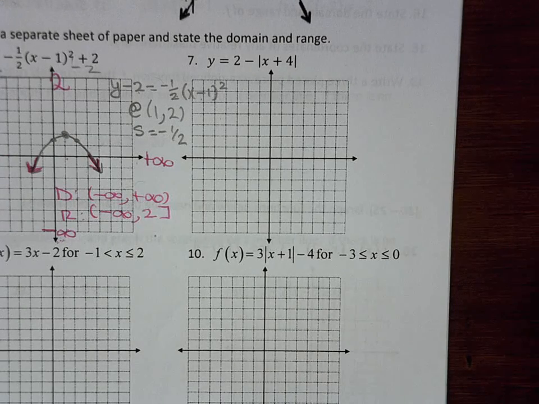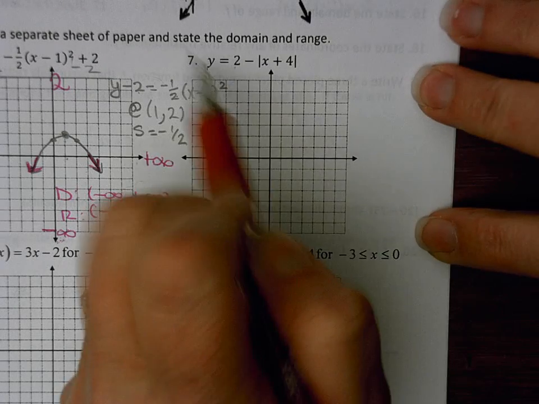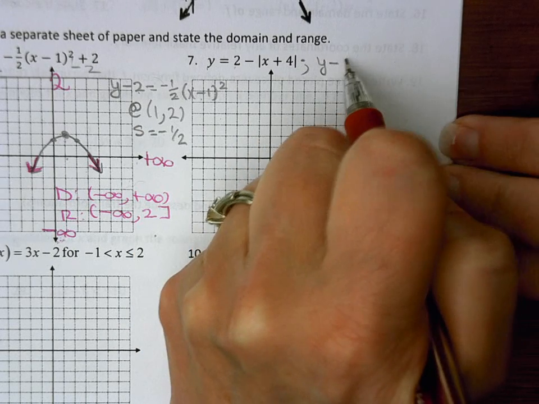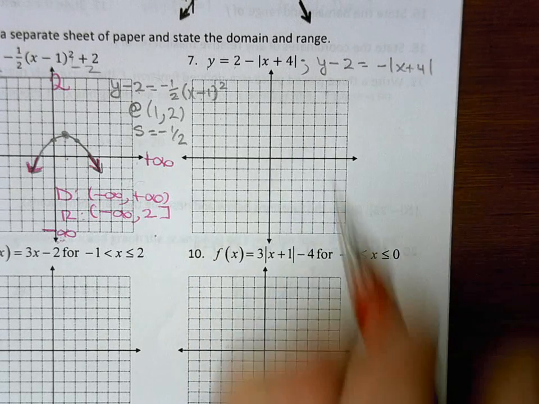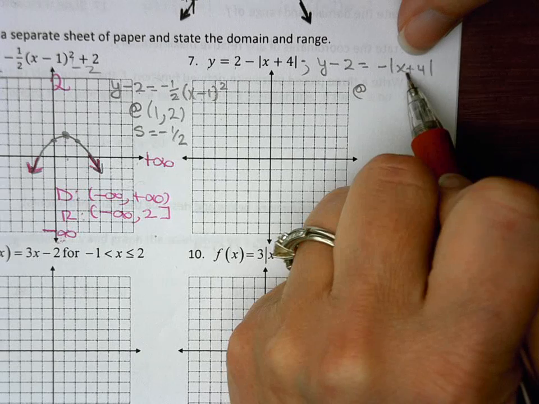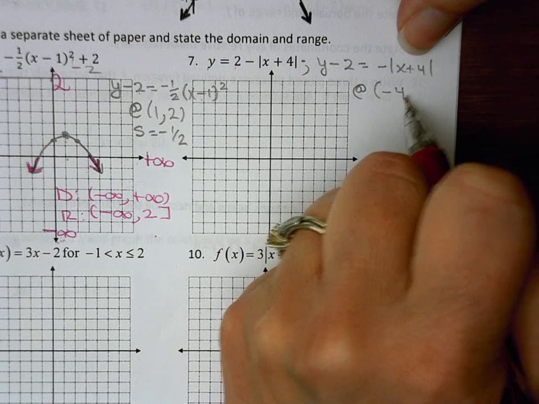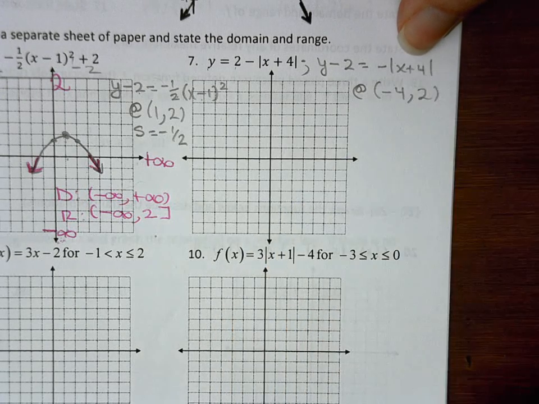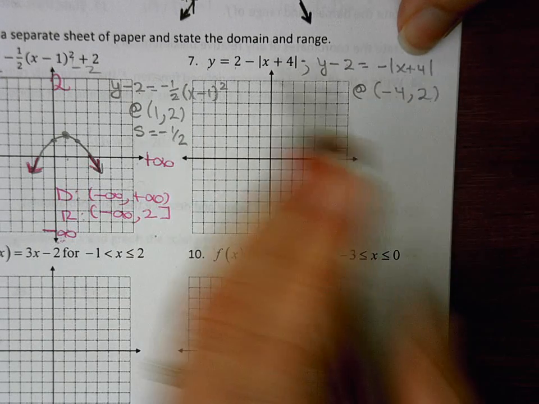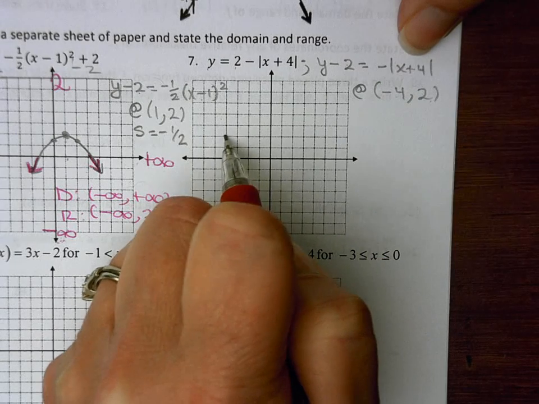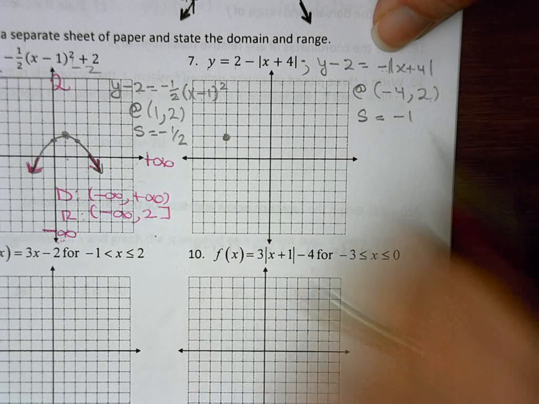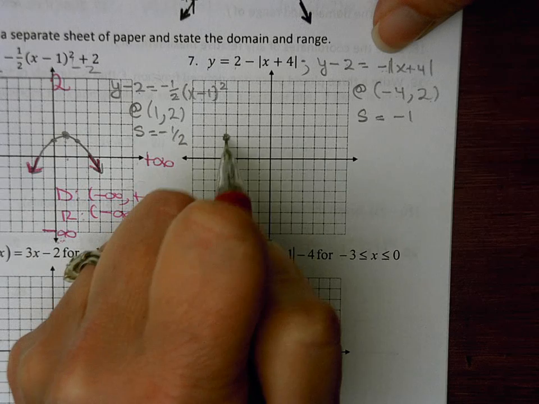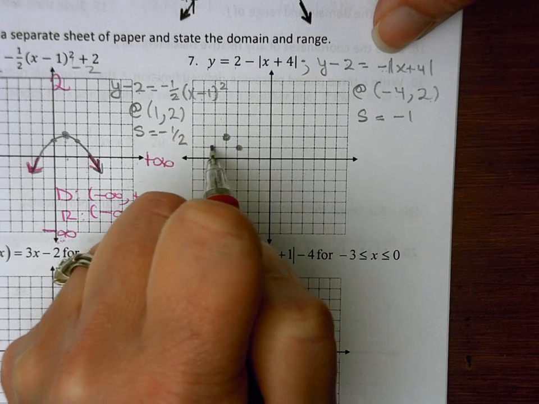Okay, let's take a look at question number 7. So I want to put this in standard form, so I need to subtract the 2 over. So my start is going to be opposite here, so -4, and opposite there, so +2. So -4, +2. And then my stretch is -1, so there's always that implied 1. So from here, I'm going to go down 1 over 1, and then reflect and do the other side.